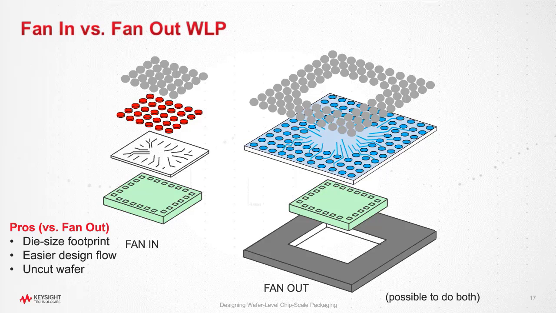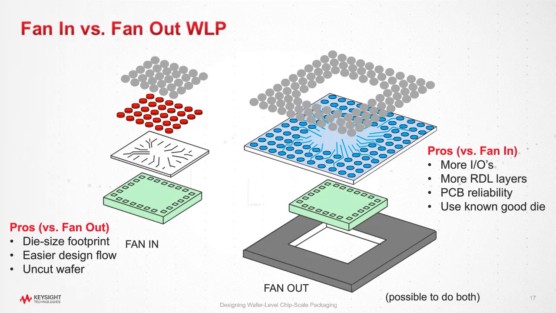For fan-in wafer level packaging, obviously the die size footprint is smaller, so you can make a more compact package. It's an easier design flow, and you can just apply it to the uncut wafer. You don't need to repackage it or replace it onto this carrier wafer.